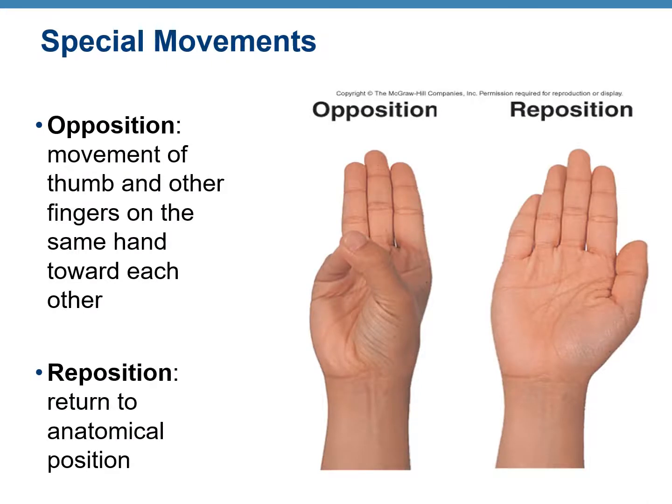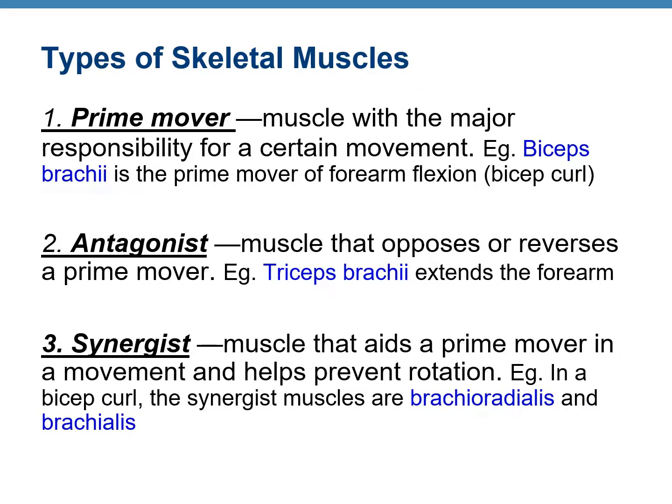Opposition versus reposition. Opposition means movement of the thumb and other fingers on the same hand towards each other, while reposition means return to anatomical position. Classification of skeletal muscles based on their action. The first type of muscles are known as the prime movers. These are the muscles with the major responsibility for a particular type of movement. For example, when you are doing a forearm flexion, it is the biceps brachii that is the prime mover. So this is the main protagonist of the muscular contraction.